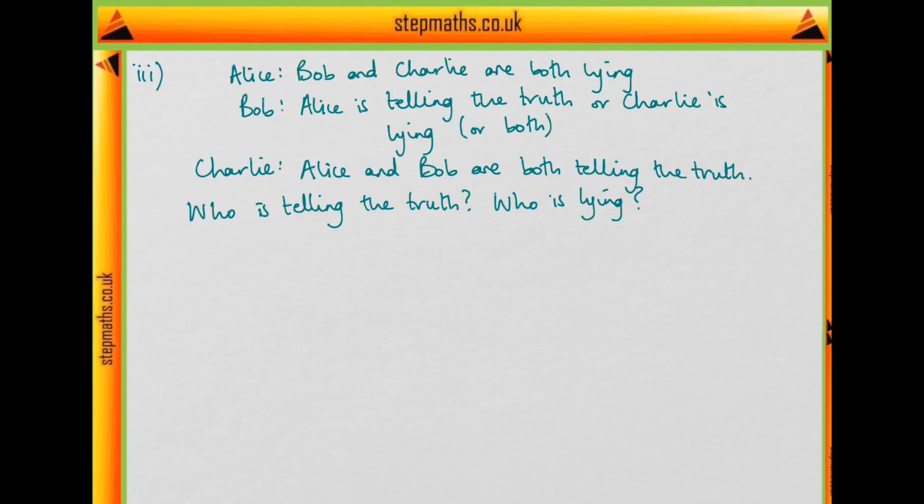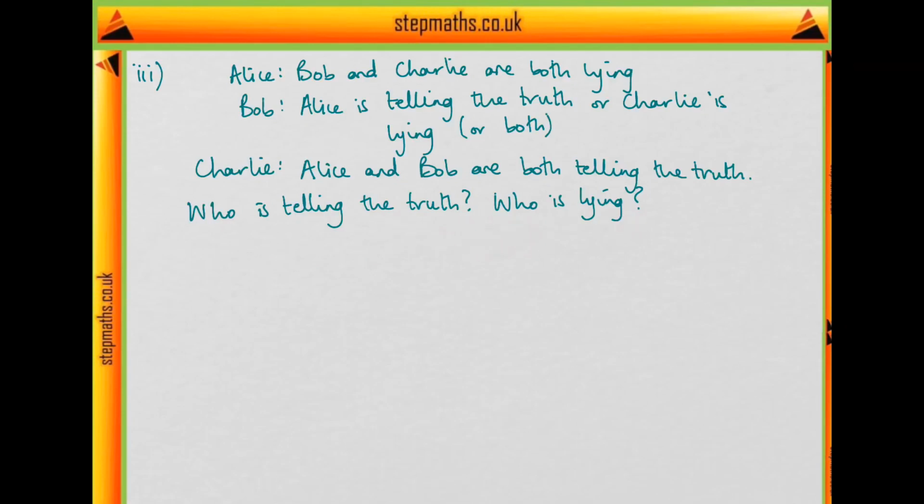Okay, and in part 3, Alice, Bob and Charlie now make these following statements. Alice says that Bob and Charlie are both lying, and Bob says that Alice is telling the truth, or Charlie is lying, or both. And Charlie claims that Alice and Bob are both telling the truth, and we want to know who is telling the truth and who is lying.